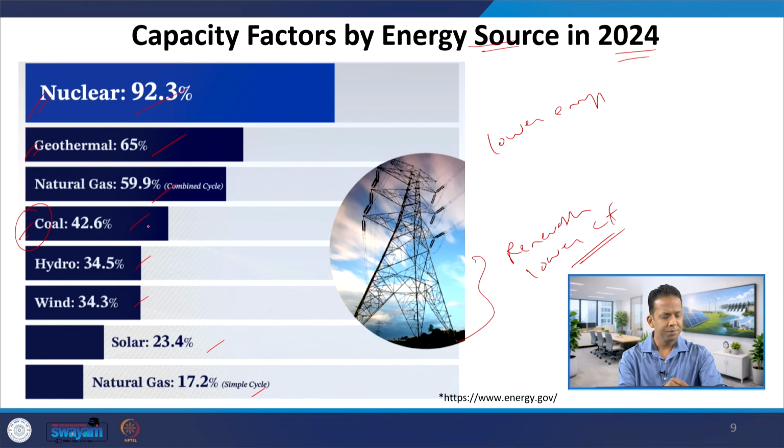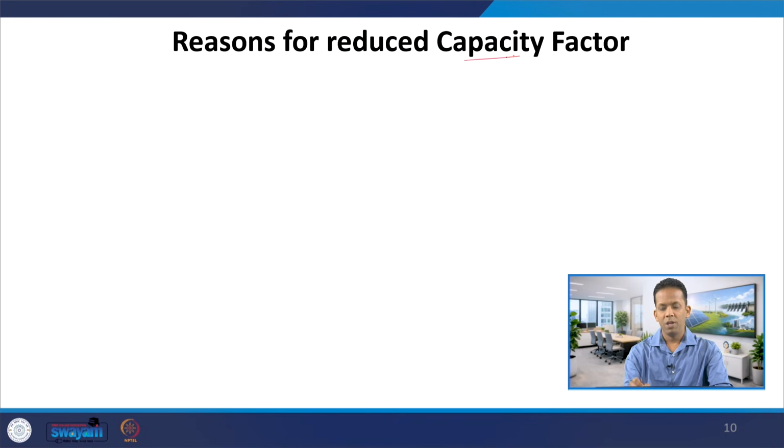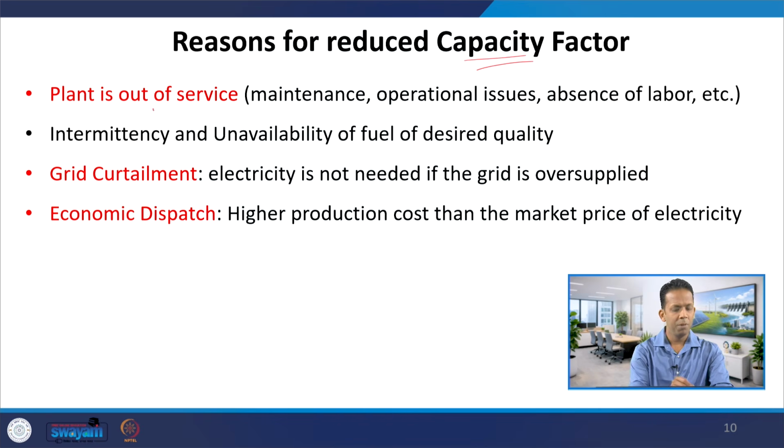The reasons for these plants going at lower capacity, other than the source of energy, there may be some additional reasons related to maintenance and operations, or reliance on utilities or ancillary consumption of electricity. So, all those factors would govern the capacity factors. The reasons for reduced capacity factor, some of them are listed here. Plant is out of service, maybe there may be some operation and maintenance issues, or laborers are on leave or on strike. If they are absent, then the plant can be out of service and it will be operating at reduced capacity factor. Intermittency and unavailability.